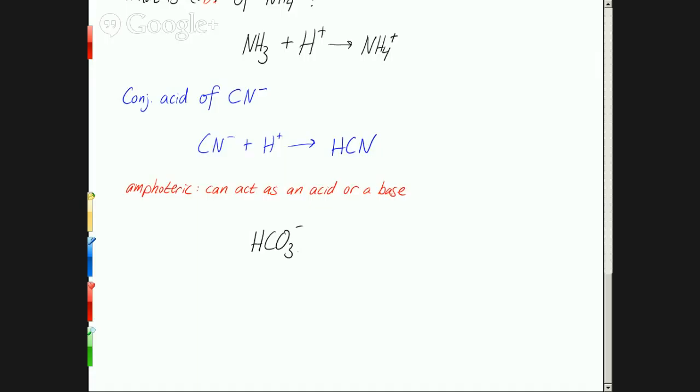So let's find those. See if you can write the conjugate acid of HCO3- and the conjugate base of HCO3-.